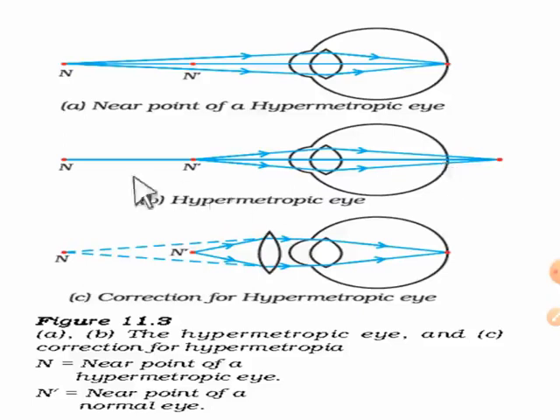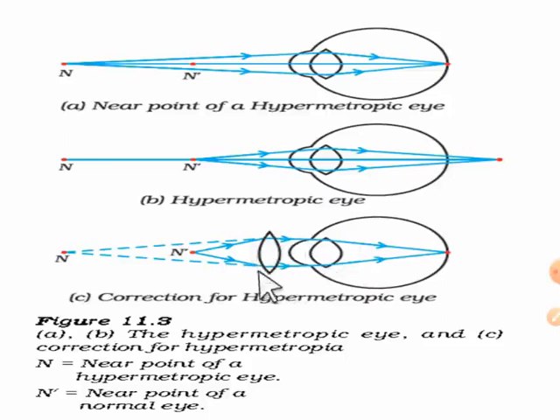In order to bring the near point of the hypermetropic eye to the normal near point, we need to use another lens, a double convex lens of suitable power, so as to converge the light rays onto the retina instead of going far away. If it is going far away, then it is less converged. To bring it nearer, you need a shorter focal length, which means the converging power should be more. So in order to converge more, we use a convex lens of suitable power.